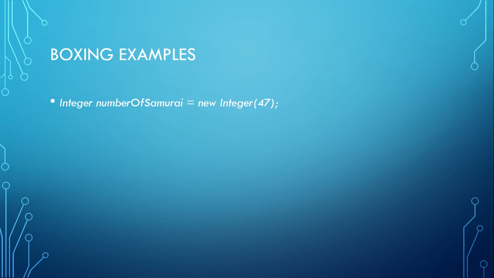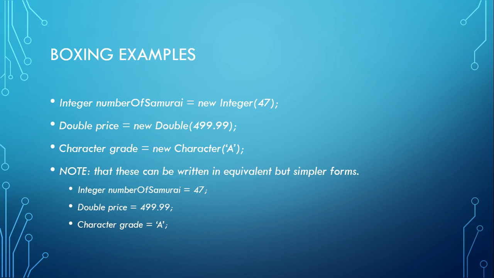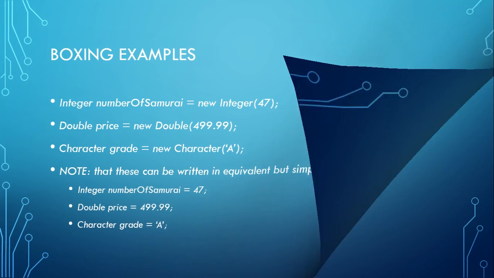All right, a boxing example. So here I have a couple of them. I have an integer, I have a double, and I have a character. Now, note, with each of these, we can write the same thing in equivalent but simpler form. Integer numberOfSamurai equals new Integer(42) can be rewritten as Integer numberOfSamurai equals 42. Much simpler. Double price equals new Double(499.99) is just Double price equals 499.99. Same thing with Character grade.